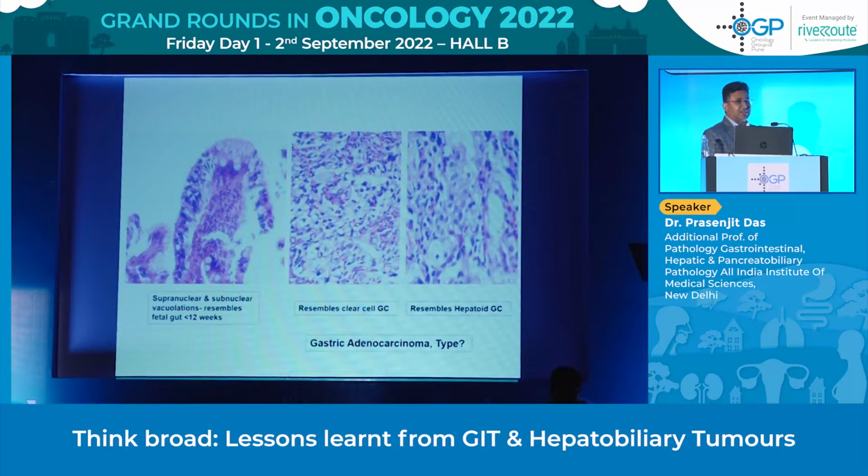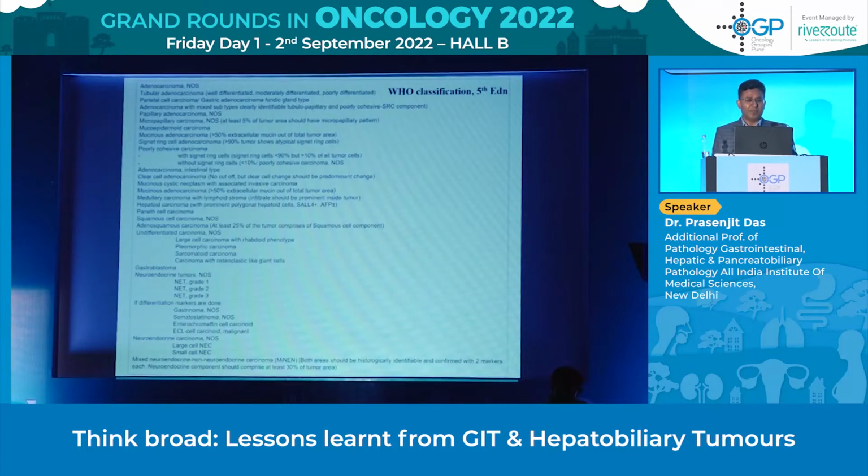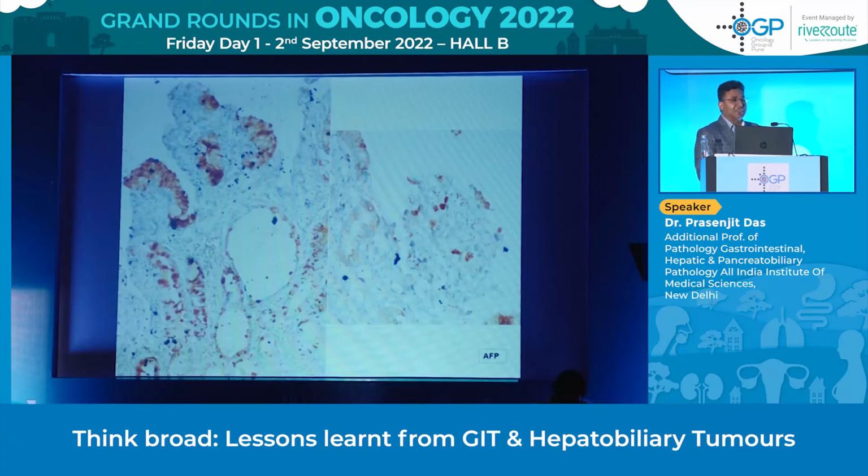I thought this is a gastric adenocarcinoma, but what is the type? We saw this type of epithelium with vacuolations, clear cells as well as hepatoid cells. So if we look into the WHO classification, as I have already mentioned, we cannot exactly classify according to WHO classification, but there is some resemblance with the clear cell adenocarcinoma as well as hepatoid adenocarcinoma, which usually are positive for SALL4. So to start with, we did the alpha-fetoprotein stain, and the tumor was positive.